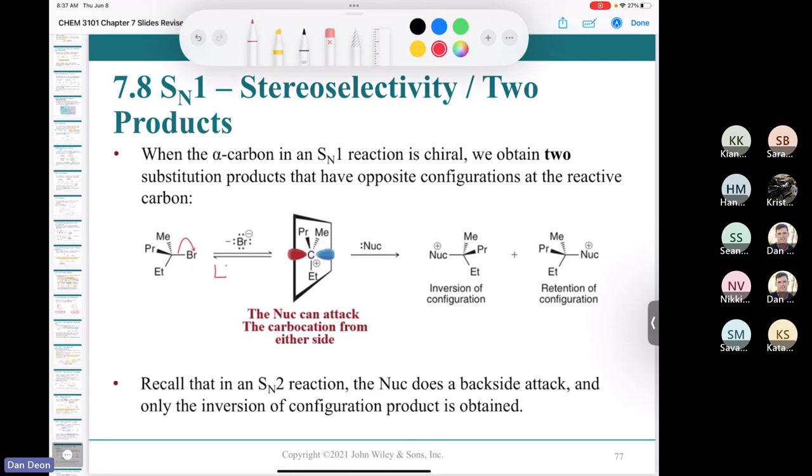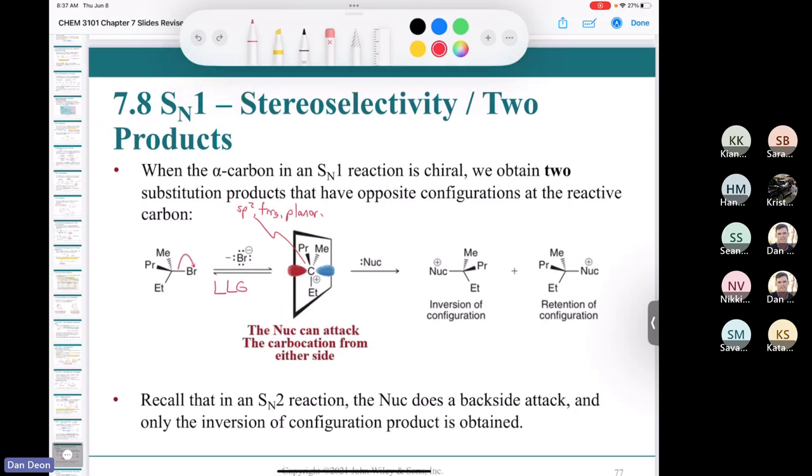Now, if you're wondering about this whole loss of leaving group thing, remember the first step in an SN1 is the loss of leaving group, okay? So you're saying, look, Mr. Dion, if I lose a leaving group, I get a carbocation, and this carbon is sp2 hybridized, therefore it's trigonal planar. So my nucleophile should be able to attack this face of the molecule, or it should be able to attack the other side of the molecule. So I should get a 50-50 mixture, a racemic mixture of the two products.